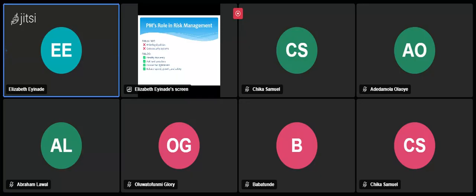You have to really work on it, build that trust. So thank you. We've come to the end of our risk management in products. Let me share the slide with us now.